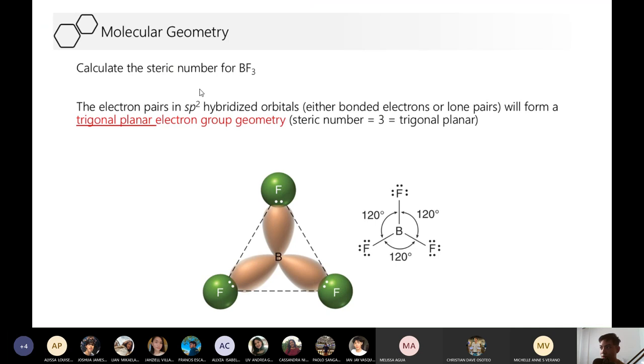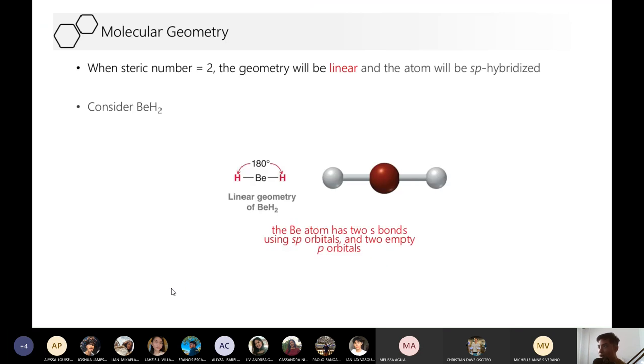So yan. So for example, ito yung boron trifluoride, sp2 hybridized ito. So you have a trigonal planar geometry. Beryllium hydride, yung dalawang hydrogens attached to each end, no? So the geometry is linear, no?